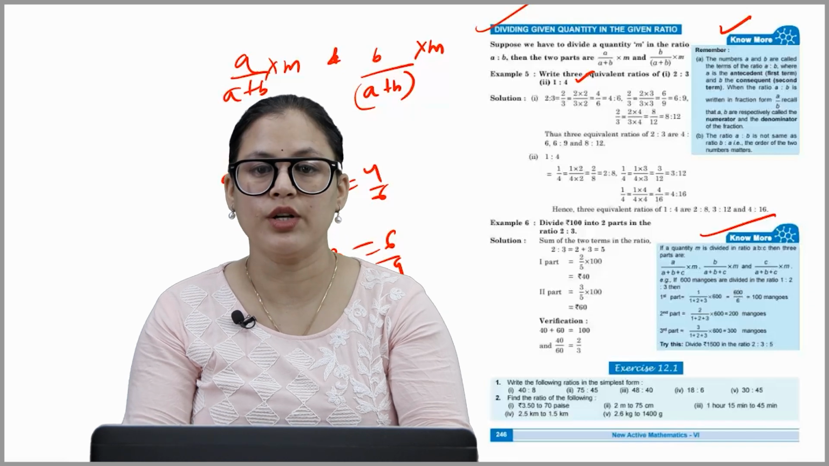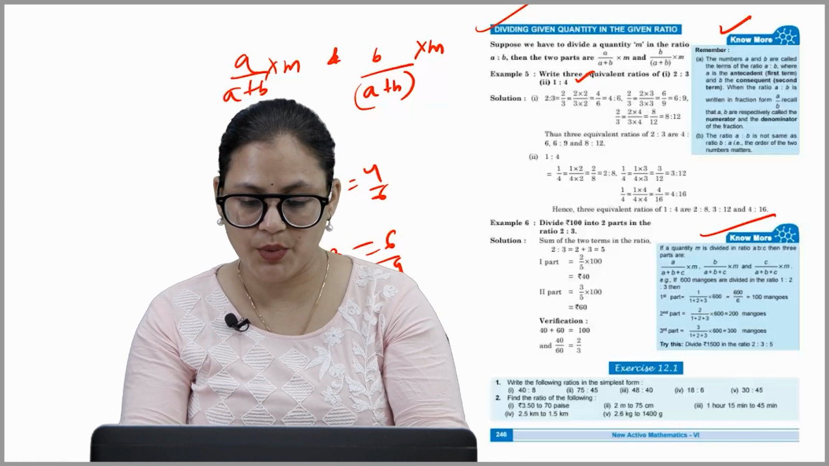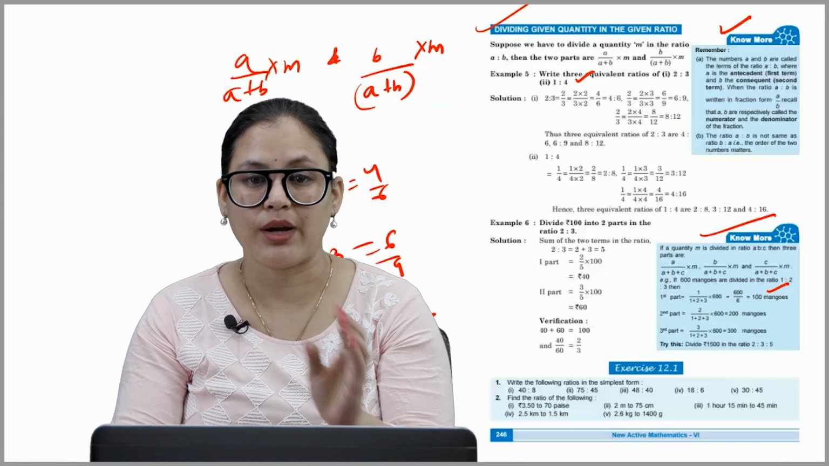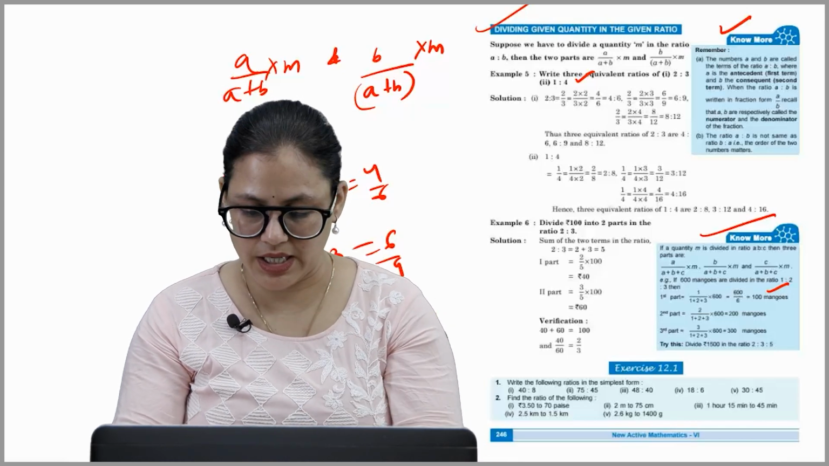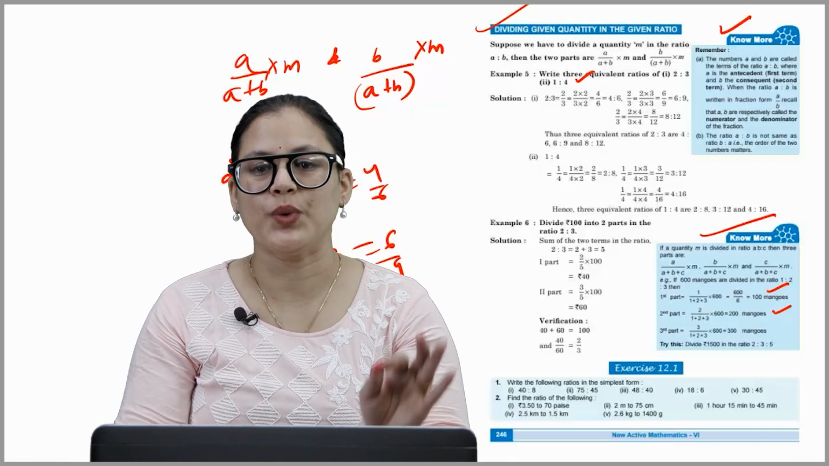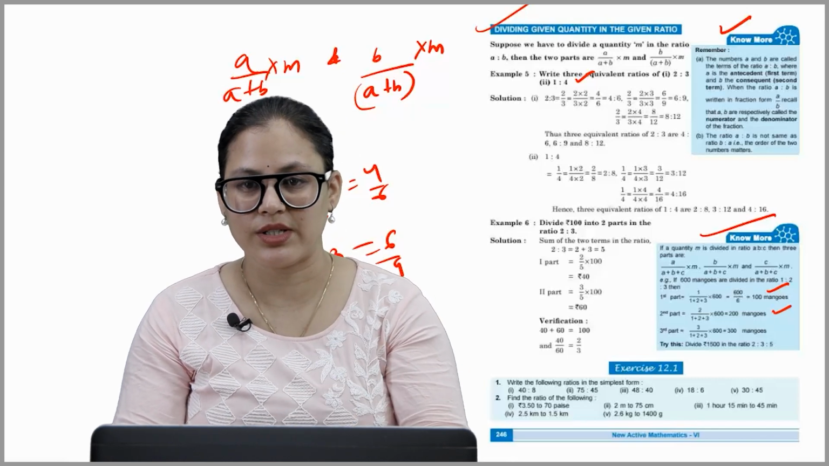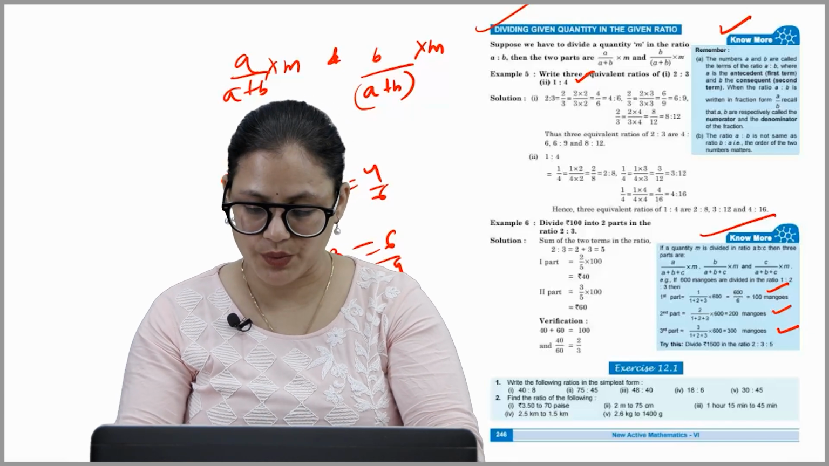Example: if 600 mangoes are divided in the ratio 1:2:3, then the first part is equal to 1 upon 1 plus 2 plus 3 into 600, that is 100 mangoes. Second part, 2 upon 1 plus 2 plus 3 into 600, is equal to 200 mangoes. And the third part is 3 upon 1 plus 2 plus 3 into 600, which is equal to 300 mangoes. Now, you will do this.